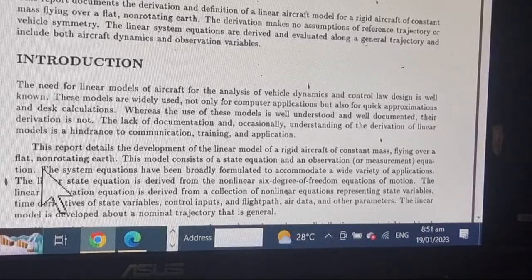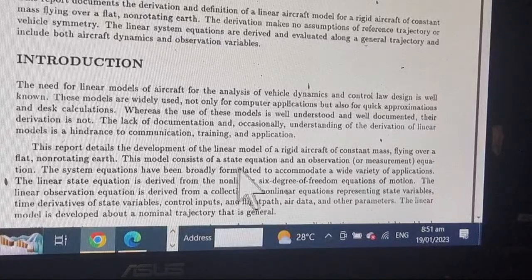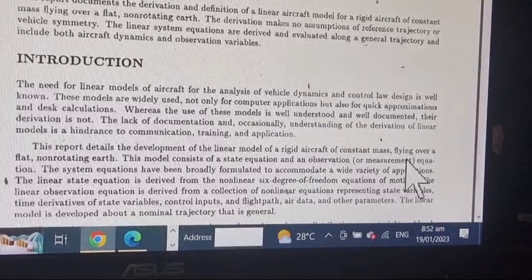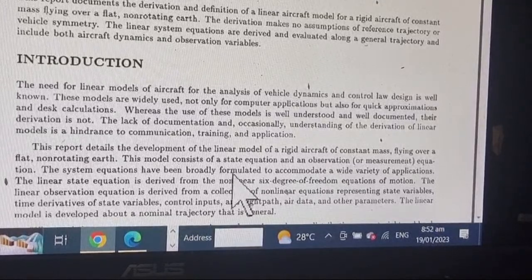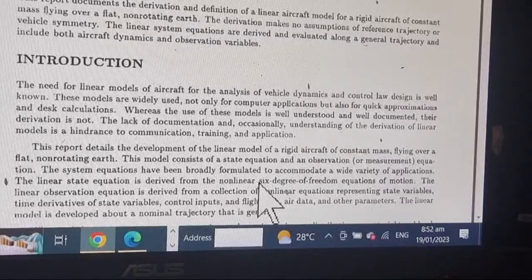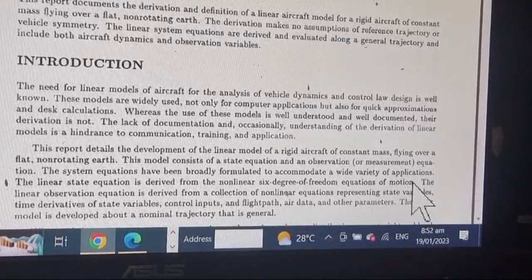So in other words, this model that they're giving you in this report is based on fact. The system equations have been broadly formulated to accommodate a wide variety of applications. So helicopters, gliders, jets, and reciprocating engines, and so on and so forth. Where are we here? Wide variety. The linear state equation is derived from the nonlinear, now this is important, the nonlinear six degree of freedom equations of motion.